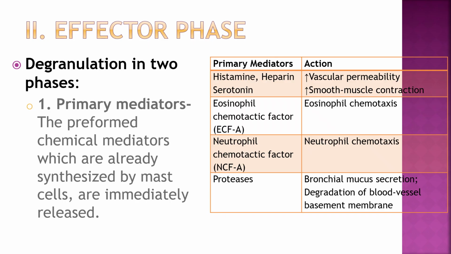Effector phase: degranulation occurs in two phases. First, primary mediators, the preformed chemical mediators already synthesized by mast cells, are immediately released. Examples are histamine, heparin, and serotonin, which increase vascular permeability and smooth muscle contraction. Eosinophil chemotactic factor causes eosinophil chemotaxis, neutrophil chemotactic factor causes neutrophil chemotaxis, and proteases cause bronchial mucus secretion and degradation of the blood vessel basement membrane.